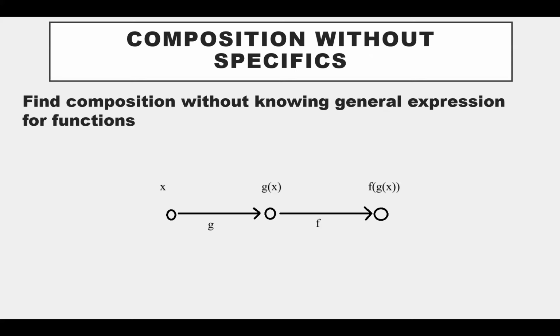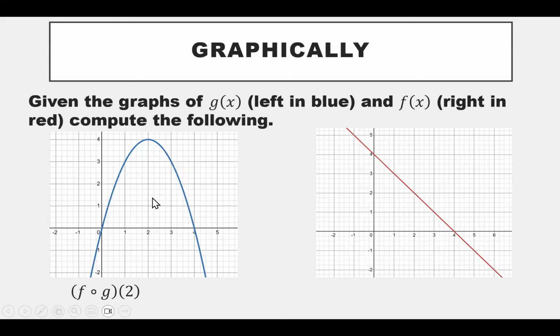We've done function composition numerically and algebraically. We can also do function composition without really knowing the general equation or the general expression for the output of our functions. So what if we just had, for instance, the graph of g of x? That's the one here on the left in blue, and the graph of f of x here on the right. These are not the same f of x and g of x from before.